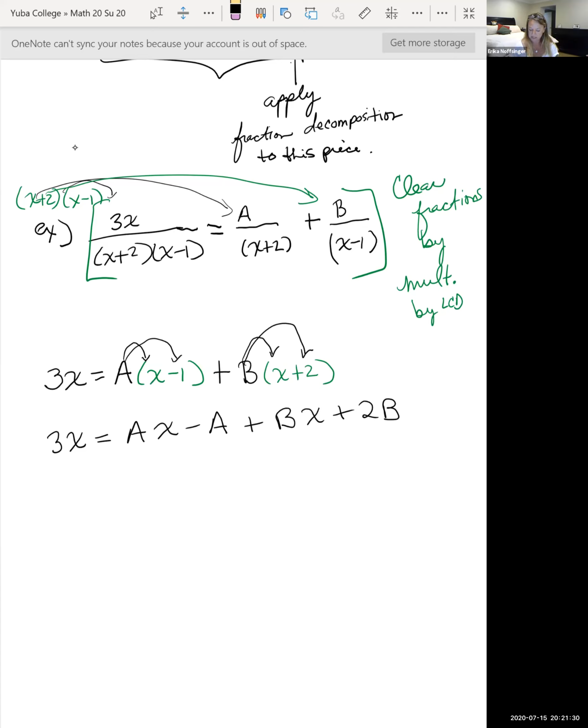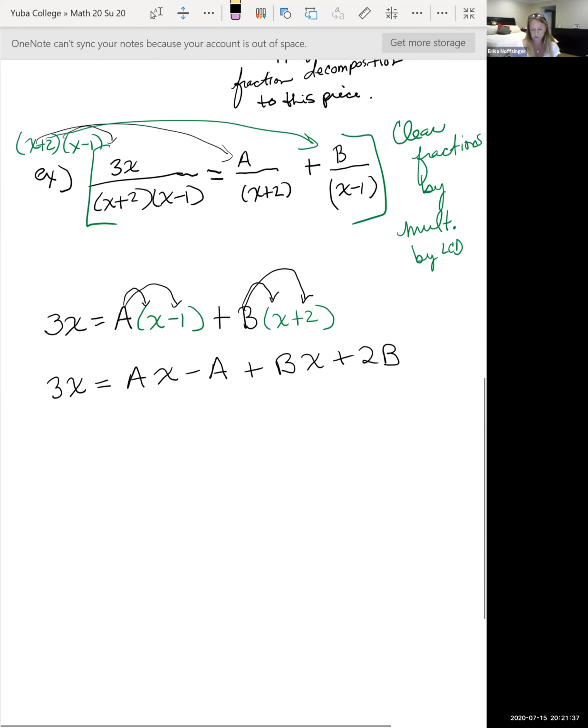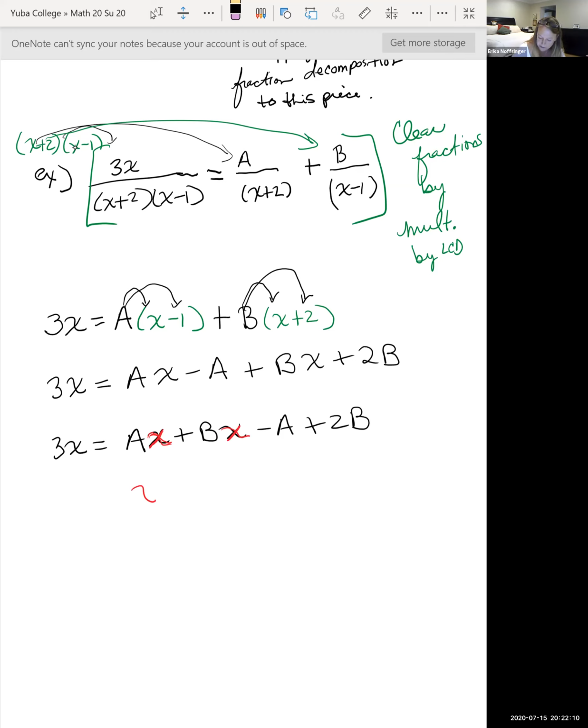So normally I don't do this piece, but let's do it now so I can explain why we're setting up the equations we're going to. Let's regroup it where our x terms are together and our constants, the values without the x, are together. If we do that, we get 3x is equal to Ax plus Bx minus A plus 2B. And let's factor out this x. So if we factor out that x on that one side, we have 3x is equal to A plus B, x, minus A plus 2B.